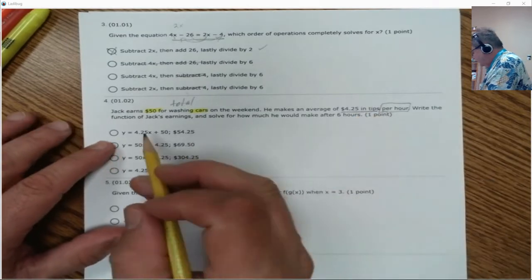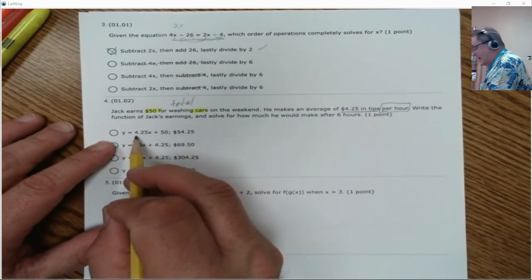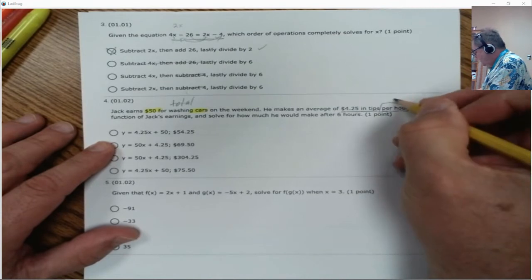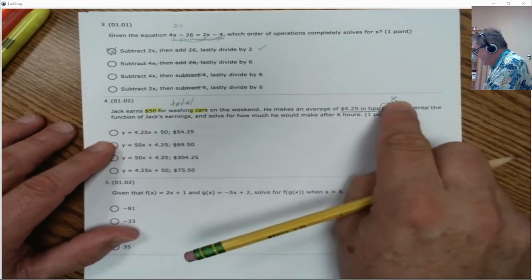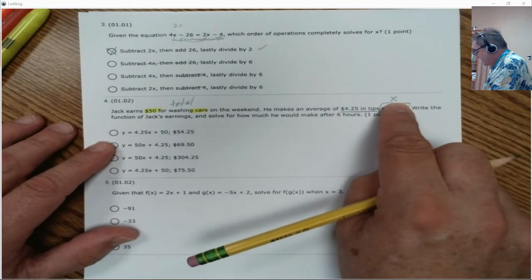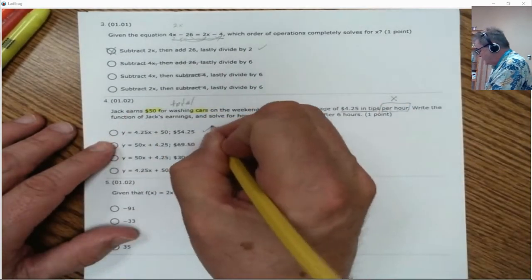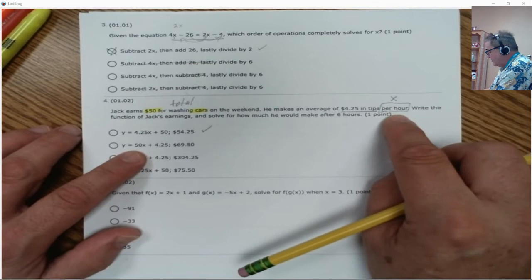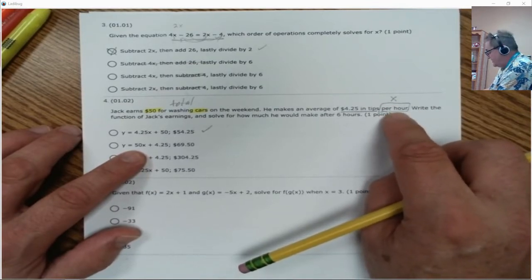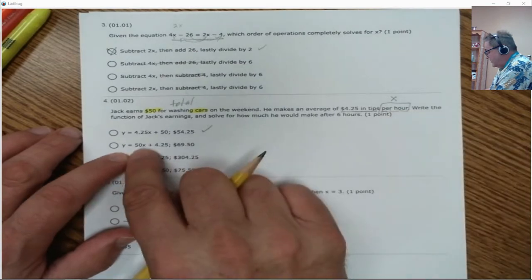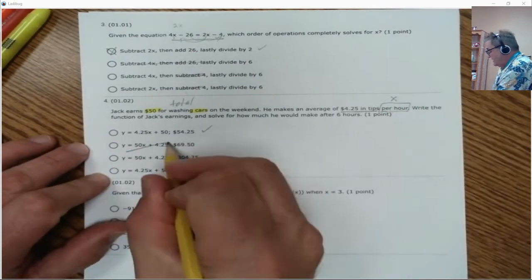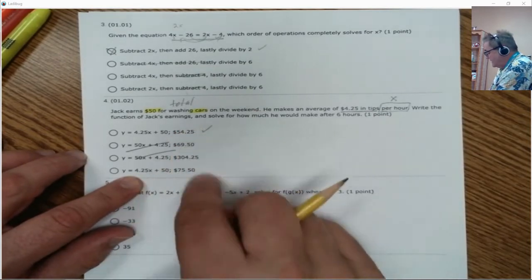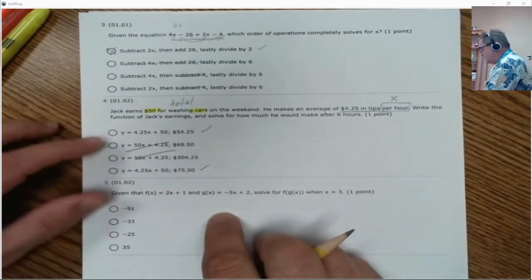So let's see. This says 4.25 times x plus 50. If this is per hour, it's 4.25 times the number of hours, right? This looks right. We'll check the others. 50x, no, that wouldn't be per hour. But per hour is going to give us a variable, so we need to put an x for per. He doesn't get $50 an hour. Those are both wrong. This makes $4.25 an hour, plus the $50 he makes for washing cars. So which one of these is right? Both these equations are the same.